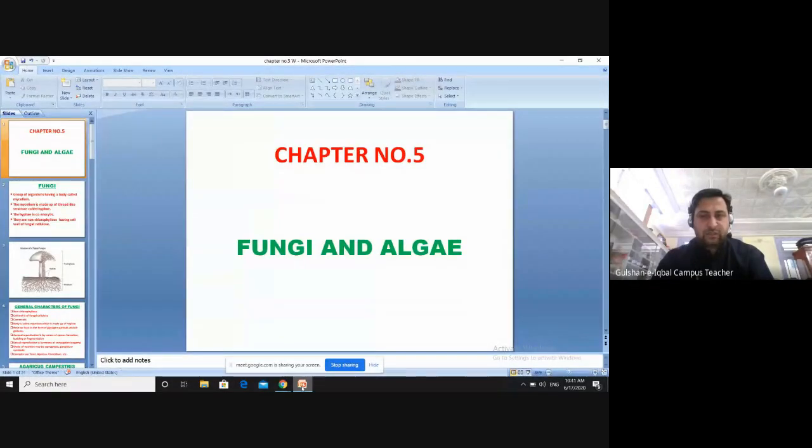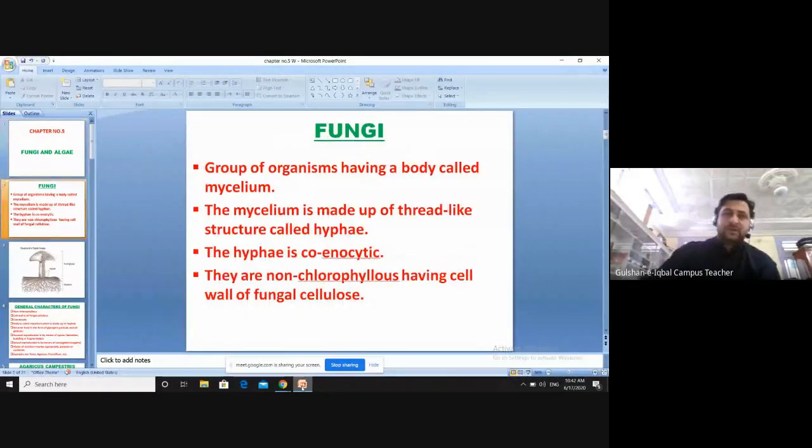So let's discuss the two classification kingdoms. First, we are going to discuss fungi. So this is basically the introduction, you can say the definition of fungi, that what fungi is. Fungi is a group of organisms having a body called mycelium. The body of fungus is called mycelium. And the mycelium is made up of thread-like structures, and those thread-like structures are called hyphae. There are many microscopic thread-like structures combined together, which forms the body of fungus. Those microscopic structures are known as hyphae, and the body of fungus is called mycelium.